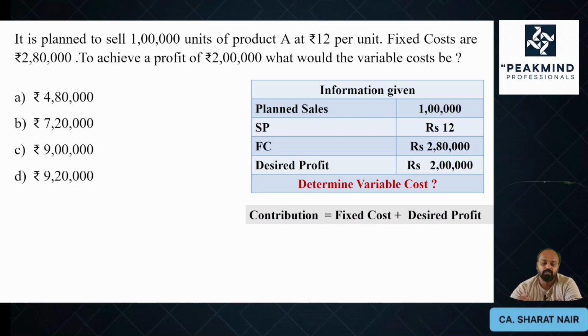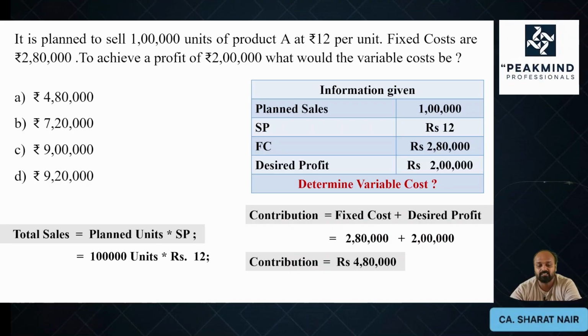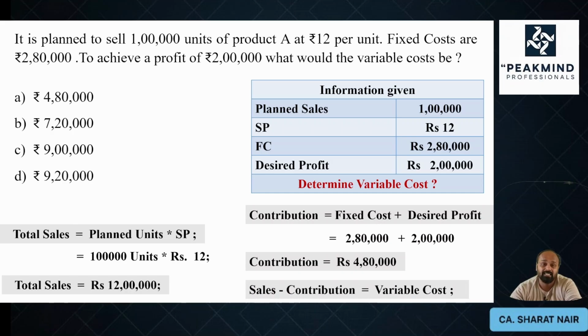Now contribution, we know the contribution is equal to fixed cost plus desired profit, which is 2 lakh 80,000 plus 2 lakh. So it will be 4 lakh 80,000. We also know that total sales will be planned units into selling price, which is given in the question as 1 lakh units into rupees 12. So it will be 12 lakh. So sales minus variable cost is contribution, meaning I can also find out sales minus contribution will be my variable cost. Which will be 12 lakh minus 4 lakh 80,000, which is 7 lakh 20,000. So the correct option is option B.